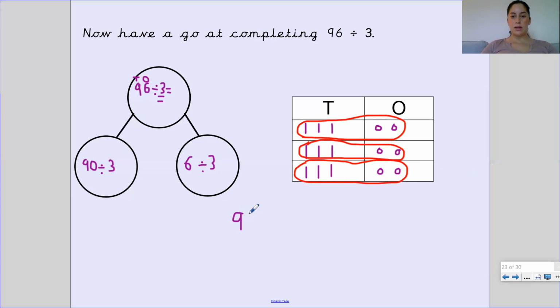We had 96 divided by 3. And I can see that I've got 10, 20, 30, 31, 32 in this group, 10, 20, 30, 31, 32 in this group, and 10, 20, 30, 31, and 32 in this group. So 96 divided by 3 equals 32.